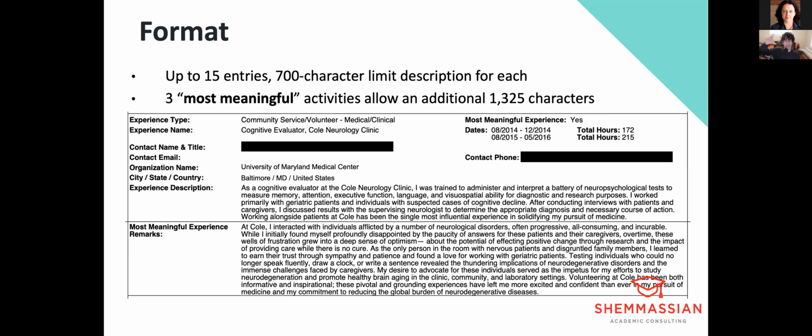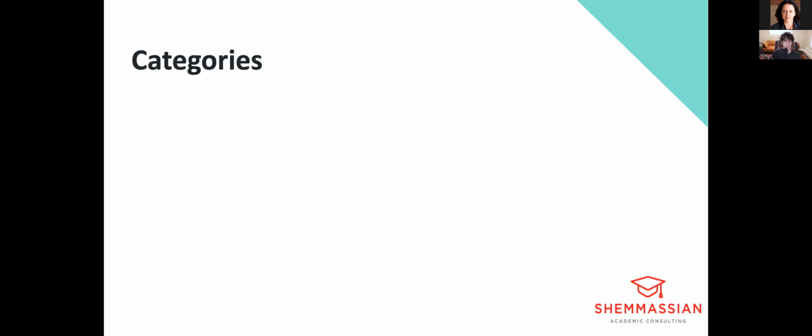So right under core description, if you designate it as most meaningful, you get an additional 1,325 characters. So you get the 700 plus the separate 1,325 characters. And this essentially gets you to talk about why it was most meaningful to you, to share a little bit more than what you just did. Maybe go deeper into why it was valuable. All right.